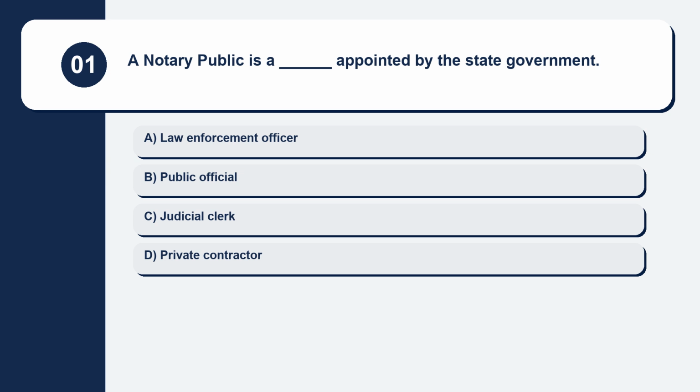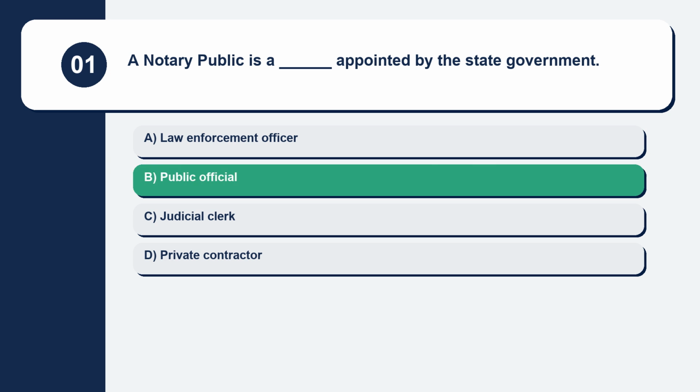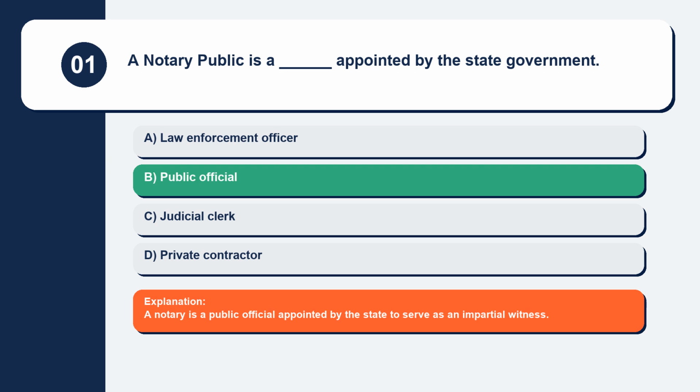Question 1. A notary public is a ___ appointed by the state government. Law enforcement officer. Public official. Judicial clerk. Private contractor. A notary is a public official appointed by the state to serve as an impartial witness.